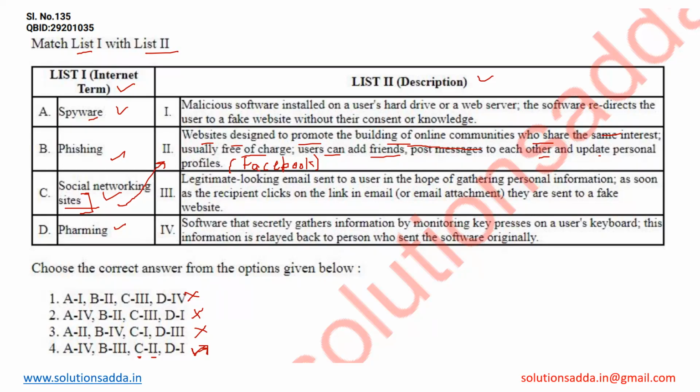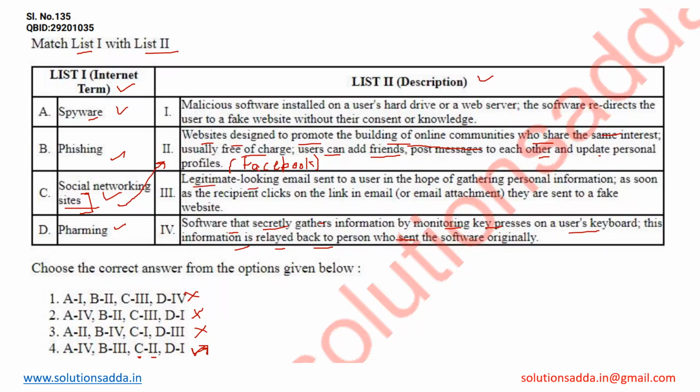Spyware is related to network attacks. The spyware description is this: software that secretly gathers information by monitoring key presses on a user's keyboard. This information is relayed back to the person who sent the software originally. Next, we have phishing. Phishing is something in which a person is unintentionally directed to a fake website. Option B will connect with the description.